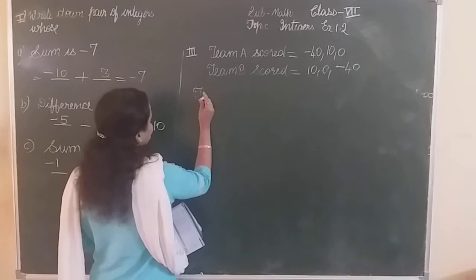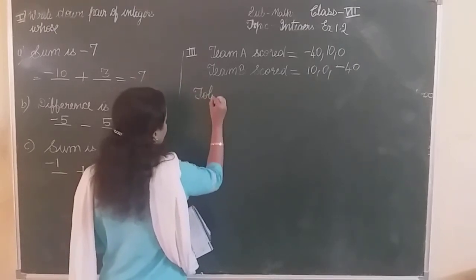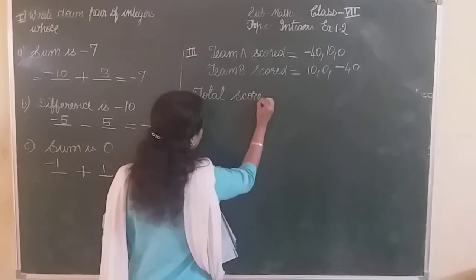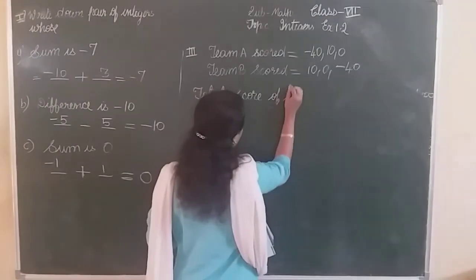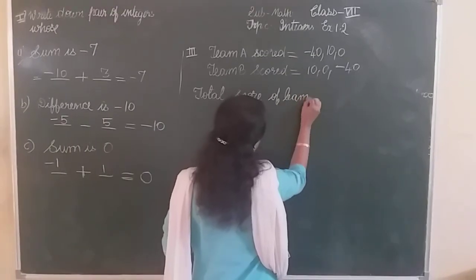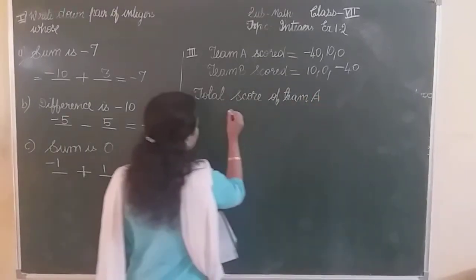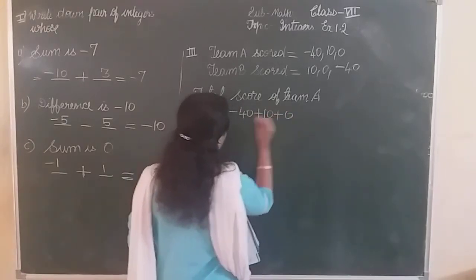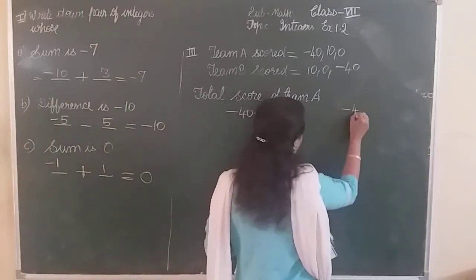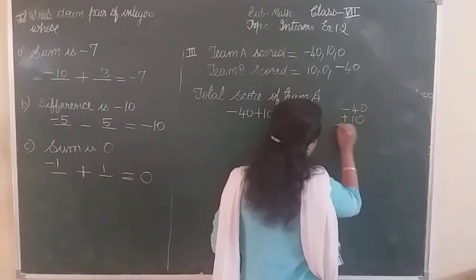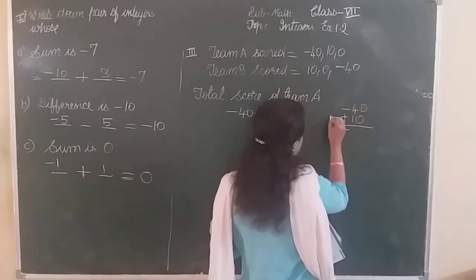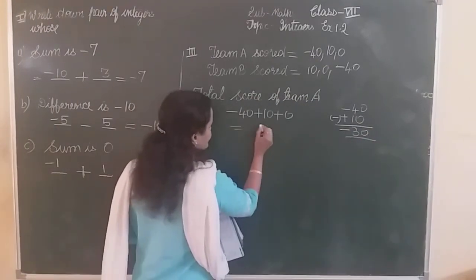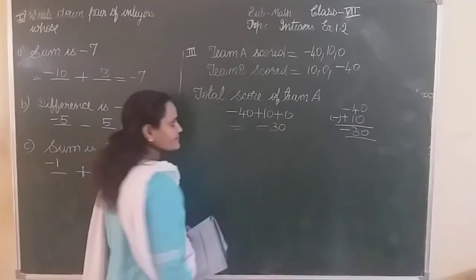Now first what we will do is, we will find the total score of team A. So total score of team A: minus 40 plus 10 plus 0. Now do this, minus 40 plus 10, plus into minus, subtract: 30. 30 minus 0 is 30 only. So the answer is minus 30.